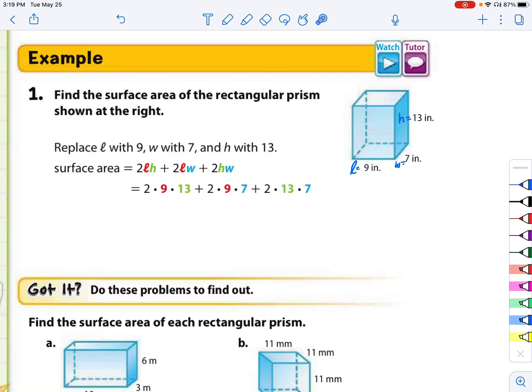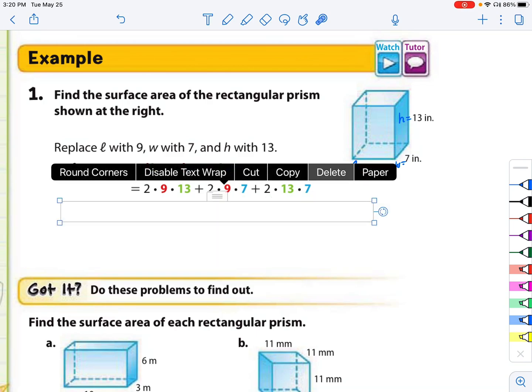So after that, we substitute the values. L is represented by 9. H is represented by 13. Again, there's your 9. Width is represented by 7. Height is represented by 13. Width is 7. So substituting those values, we simply do our order of operations. We multiply all three, multiply all three, multiply all three before we start adding them.